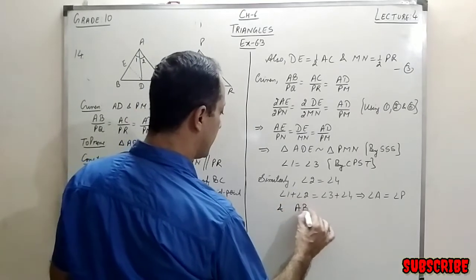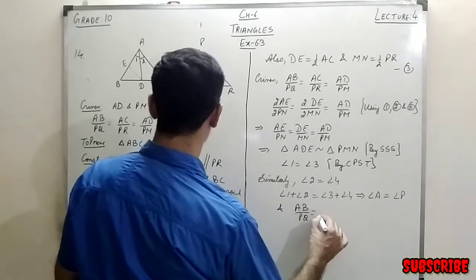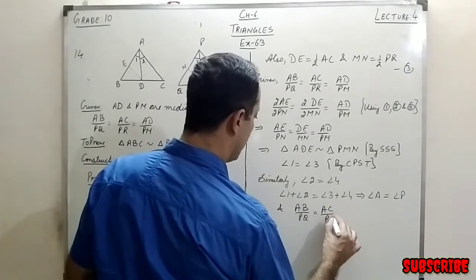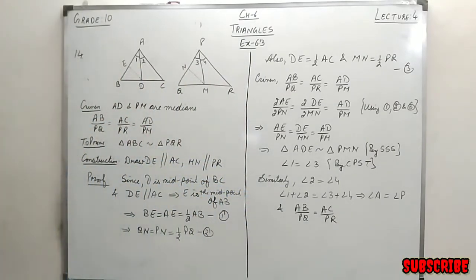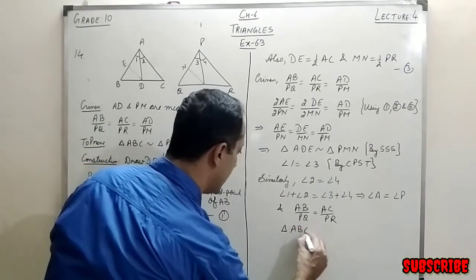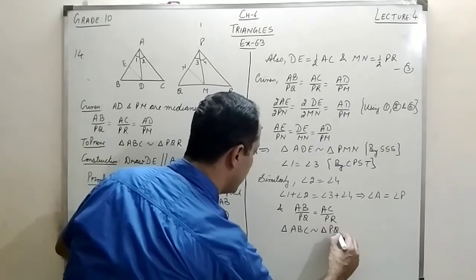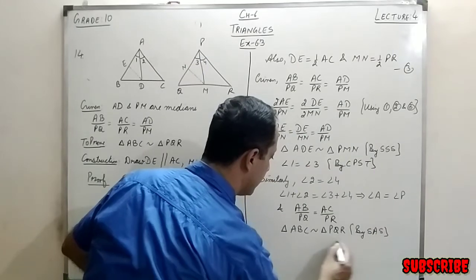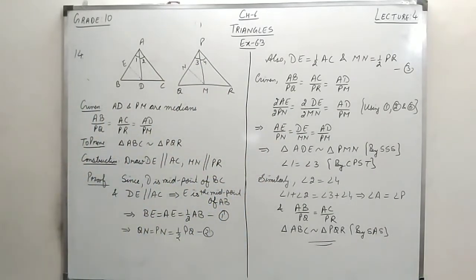Now angle A is equal to angle P, and what else? AB by PQ is equal to AC upon PR. So now we have three conditions, two sides and one angle, and by using this we can say the triangle ABC is similar to triangle PQR, and we have the property by SAS. Right, so this was a little bit tricky question. So when there is a tricky question, sometimes we have to do construction also, right? Let's go to the next question now.